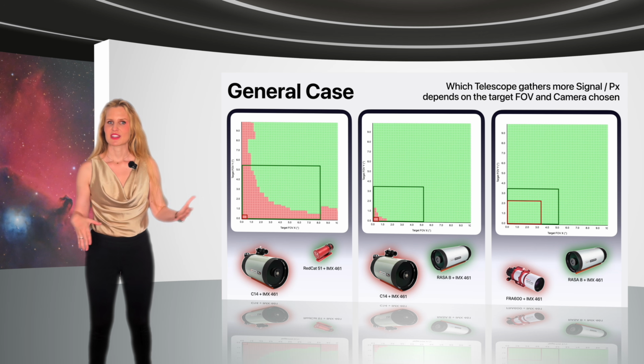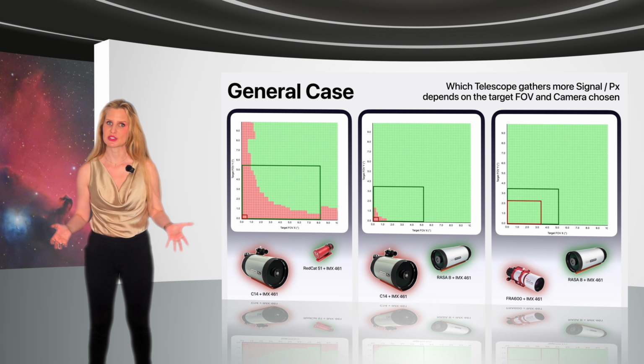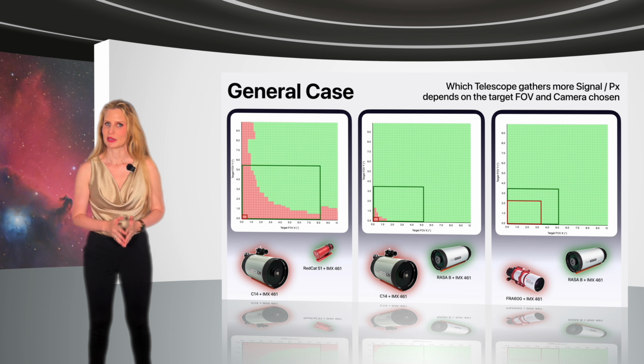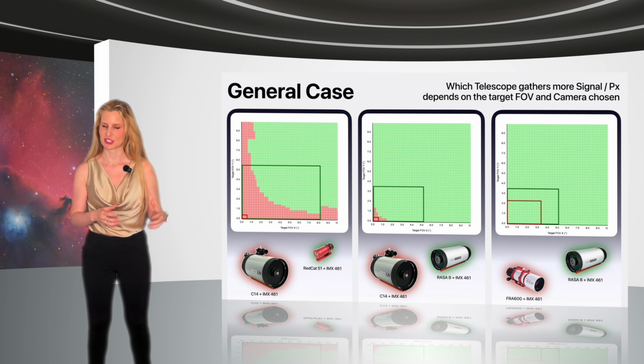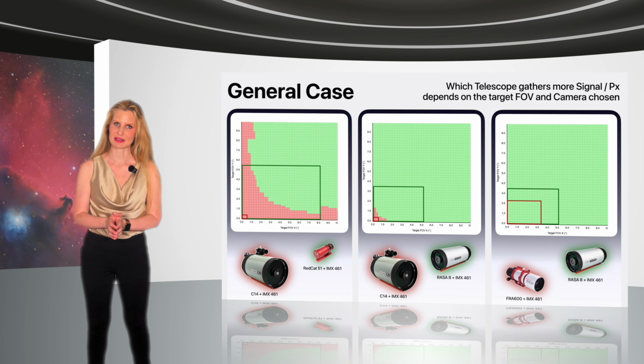Let's start with an extreme comparison. On one side, we have the C14 operating at f11 without a reducer, and on the other, the RedCat 51 at f4.9, both paired with full-frame sensors. What's surprising here is how many mosaic panels we can cover with the C14 and still be more efficient than the much faster RedCat. That's thanks to the C14's significantly larger aperture and greater light gathering power.